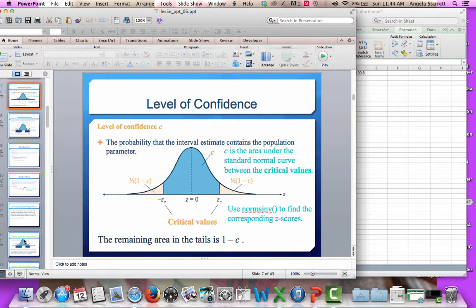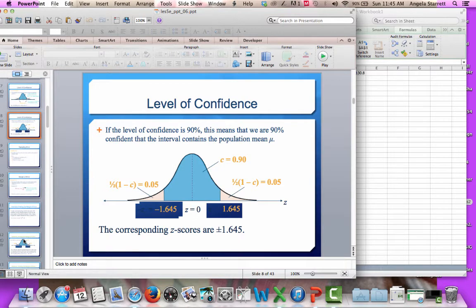So what is level of confidence? Level of confidence is the probability that the interval estimate contains the population parameter. We will typically use a little c to denote our level of confidence. And little c is the area under the standard normal curve between what are called critical values. You have been finding, given the area in between two z-scores, those critical z-scores. We're going to use norm.s.inv when we need to get critical values.